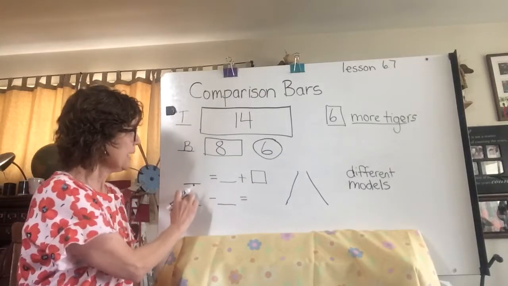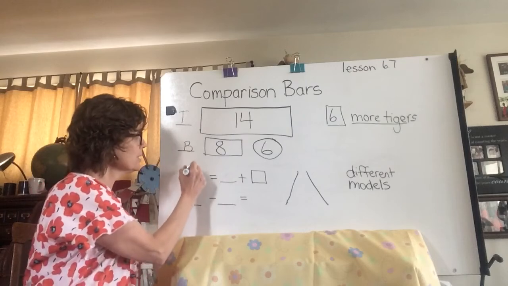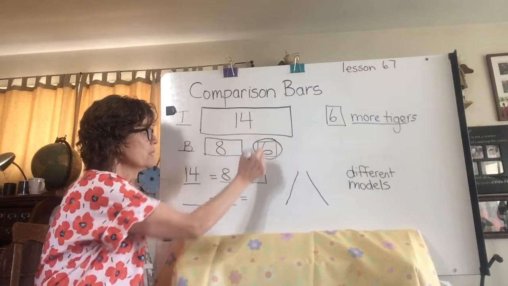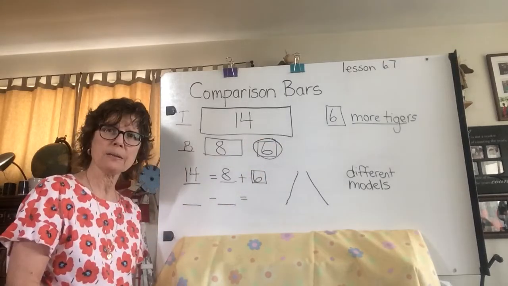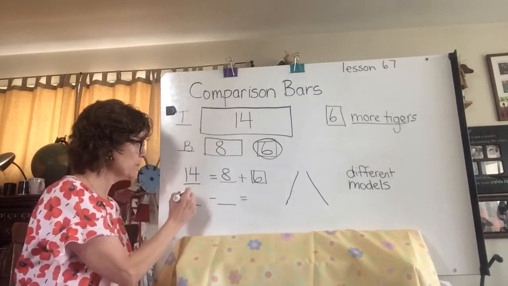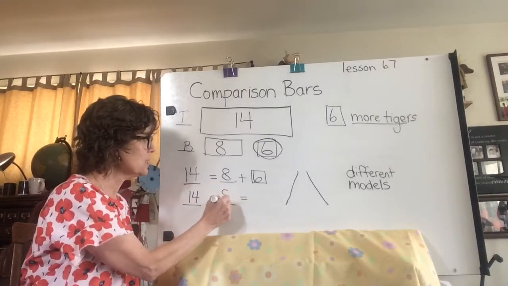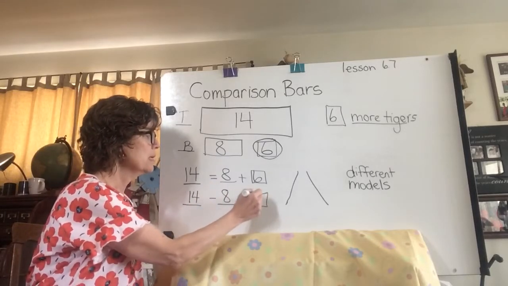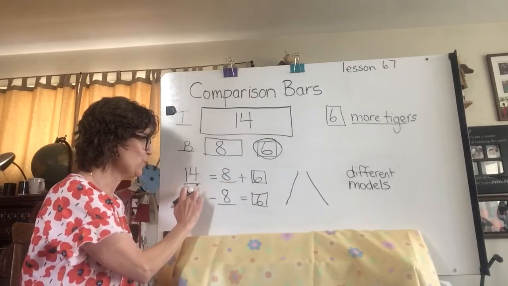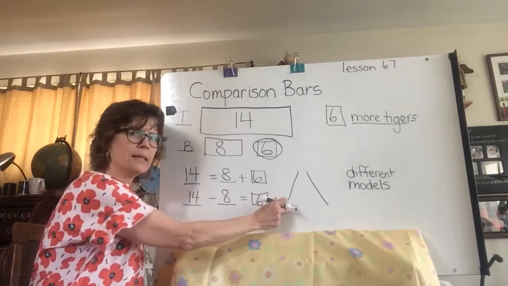All right, here's our equation. What I would do is I would do 14 equals 8 plus, and here's the unknown, 6. That's one equation. Then I could turn it into a subtraction. 14 minus 8 equals 6. And again, this looks kind of funny, the addition, because it starts with the total, but it means the same thing. Let's think about that.